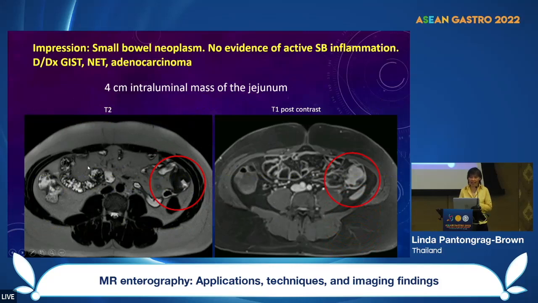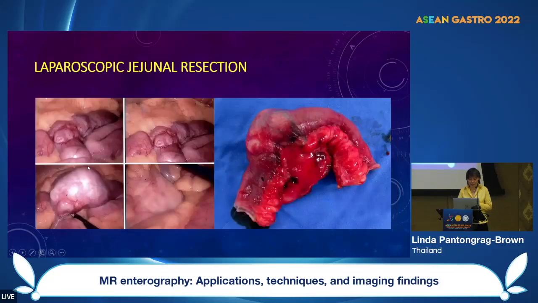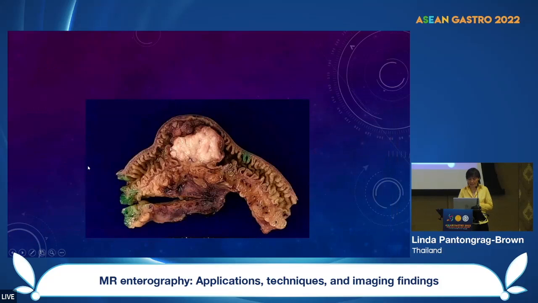There is no evidence of active small bowel inflammation. And our differential diagnosis is just NET and adenocarcinoma. So the surgeon came in and performed laparoscopic jejunal resection. This is the image on laparoscopic view, and this is the surgical specimen. And this is the bivalved pathological specimen.